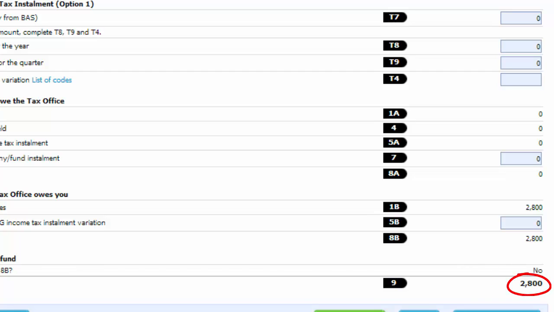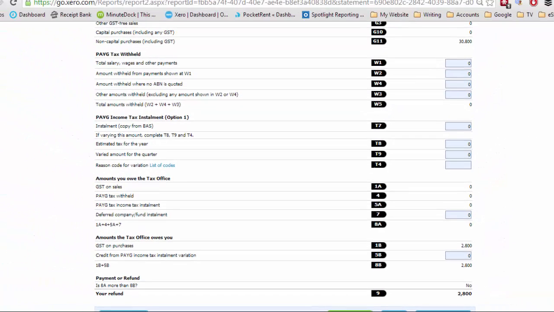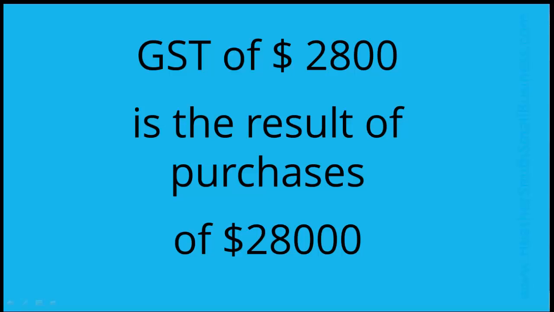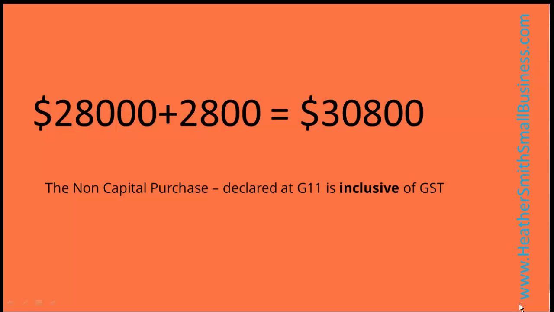So it's really important that these are entered properly, because typically it's money coming back into the business, so it's real low-hanging fruit. To further explain what has happened there, GST of $2,800 is the result of a purchase of $28,000. So 10% of $28,000 is $2,800. $28,000 plus the $2,800 gives you the $30,800, and that was the non-capital purchase declared at G11, which was inclusive of GST.